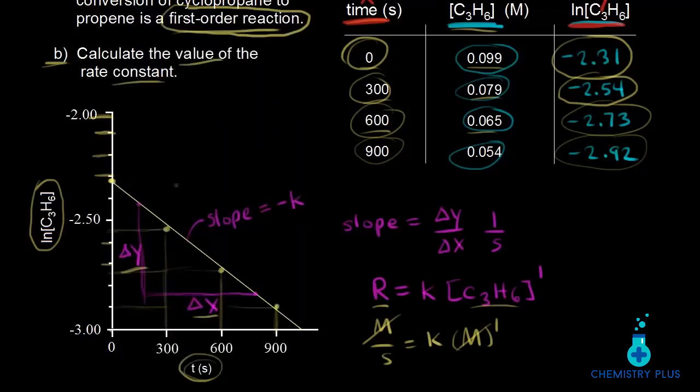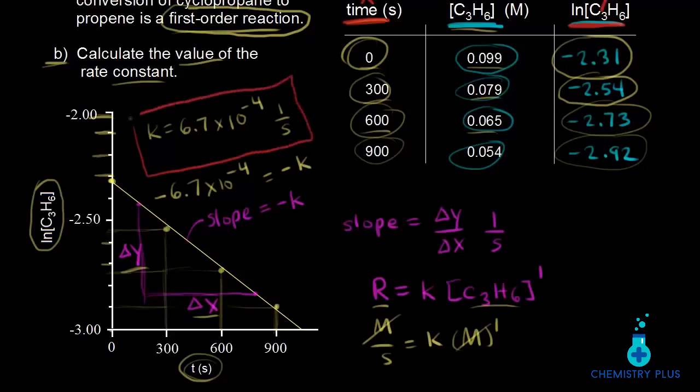All right, so let's go ahead and put that in here. The slope is negative 6.7 times 10 to the negative 4, and that's equal to negative k. So obviously k, or the rate constant, k is equal to 6.7 times 10 to the negative 4, and this would be 1 over seconds. So we've now figured out the rate constant. So we've proved that this is a first order reaction by graphing our data, and then we found the value of the rate constant by finding the slope of our best fit line.